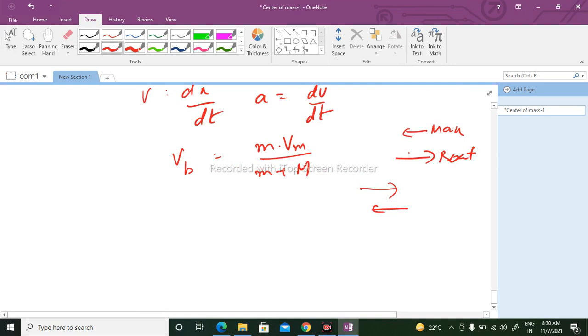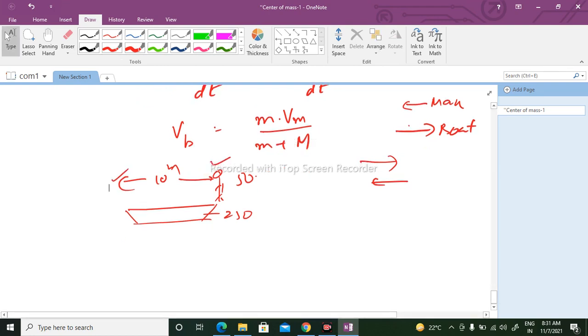So let's see one question on this. You take a boat which is 250 kg. You take a man who is 50 kg. Boat length is 10 meters. Man moved from here to here. You have to find out what is the distance moved by the boat. So the distance moved by the boat will be man's mass into the length divided by 250 plus 50.